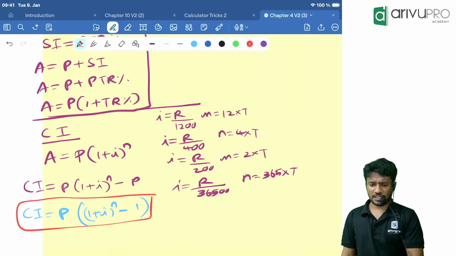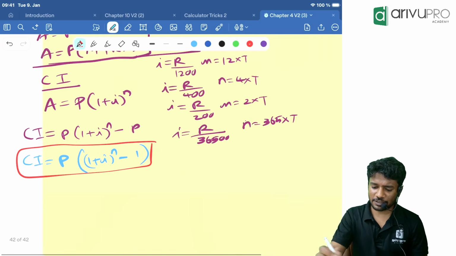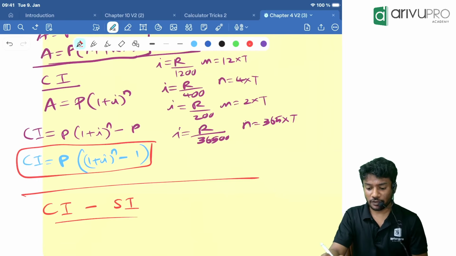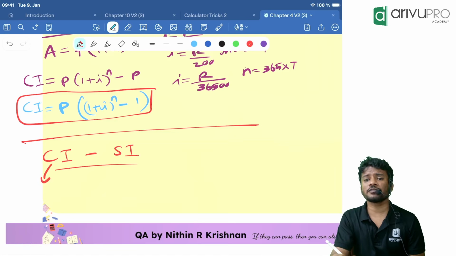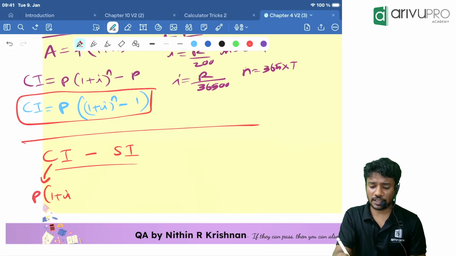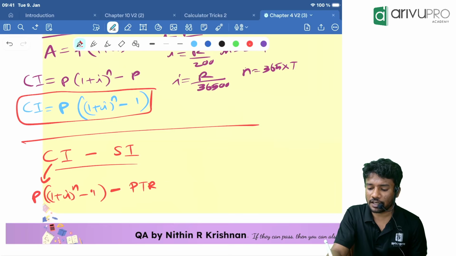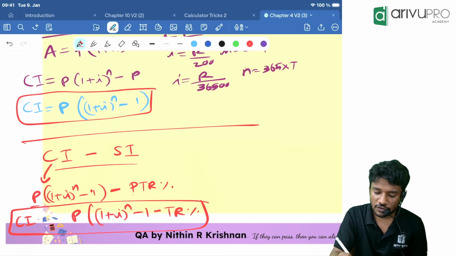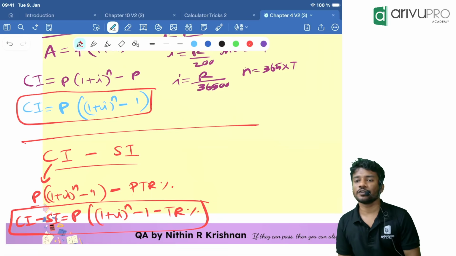So we studied SI, we studied CI. Then the next topic was what? CI minus SI. Do you remember? Very easy. In order to remember that, what is the formula for CI? P into 1 plus I the whole power n minus 1. Then close the bracket. Then minus. What is the formula for SI? PTR percentage. Take P common outside. It will become P into 1 plus I the whole power n minus 1, minus TR percentage. This is the general formula for CI minus SI. Do you remember? Very easy.